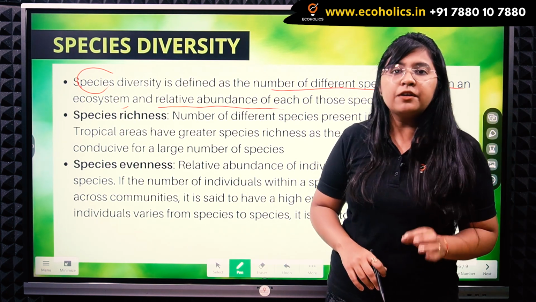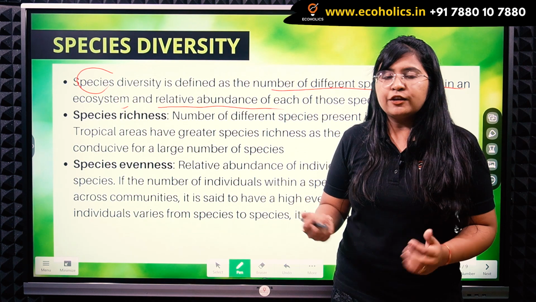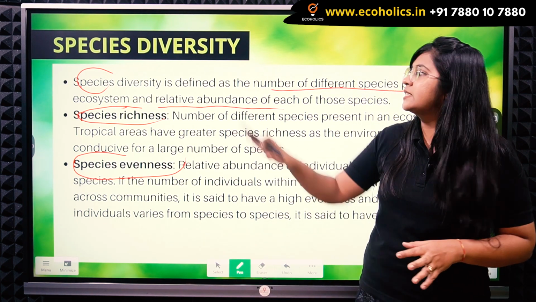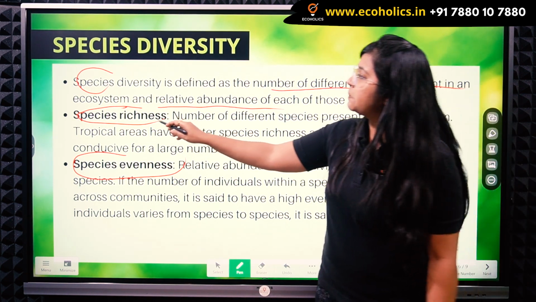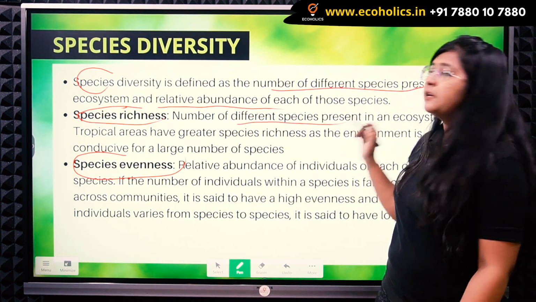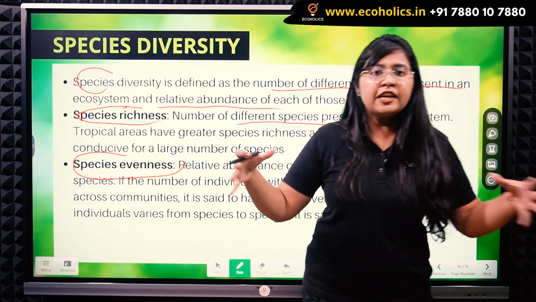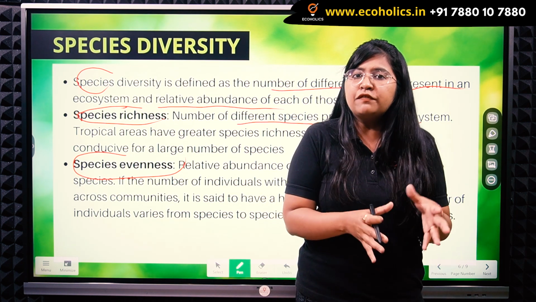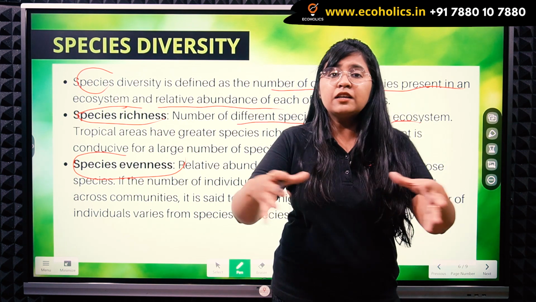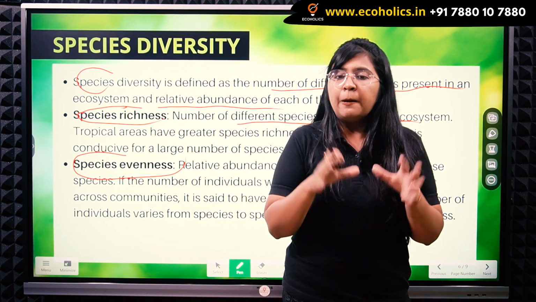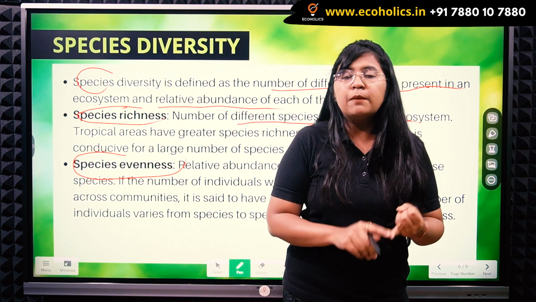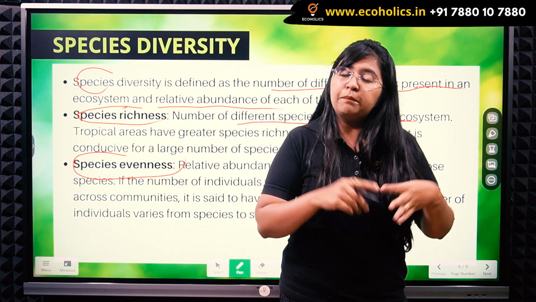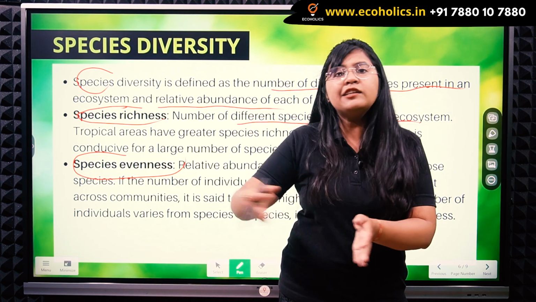Now here we have two very important terms that may occur again in your examinations, which are species richness and species evenness. Now these are two different things in species diversity itself. When we talk about species richness, it is the number of different species which are present in any type of ecosystem. So let's say you take an ecosystem of a forest. In that particular forest, you take different types of species which are present. So there can be a number of species of grass, a number of species of tree, a number of species of plants, a number of species of reptiles, a number of species of birds, and so on and so forth.